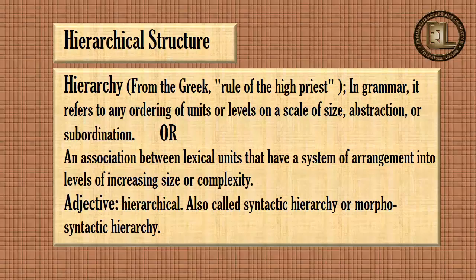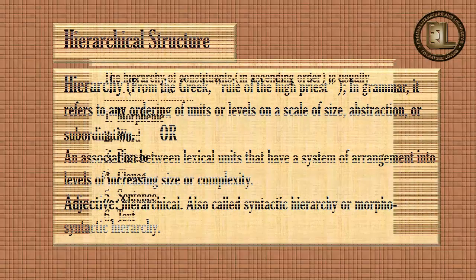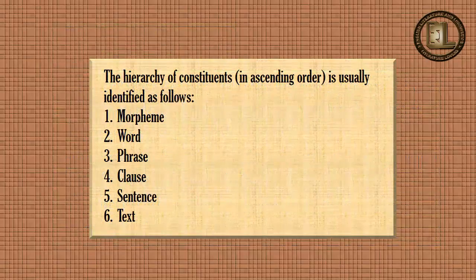The hierarchy of constituents in ascending order is usually identified as follows: morpheme, word, phrase, clause, sentence, and text. The smallest constituent in a hierarchical structure is the morpheme, and the largest is the text.